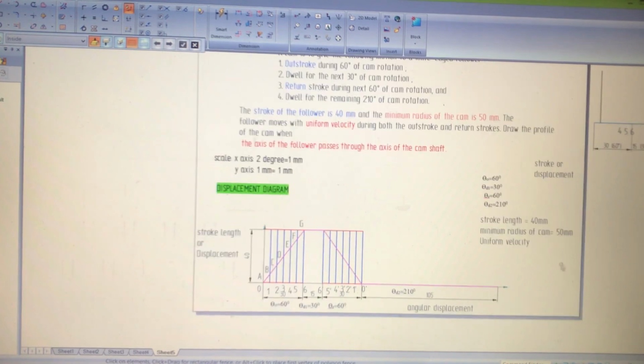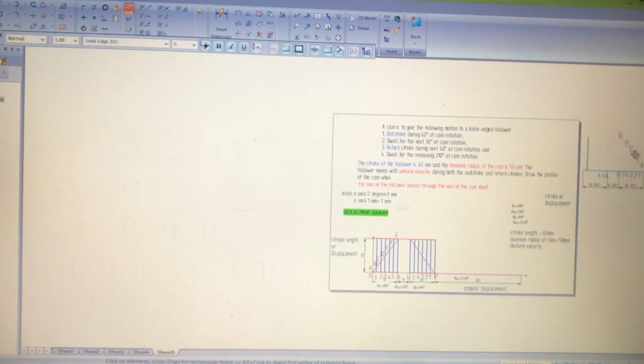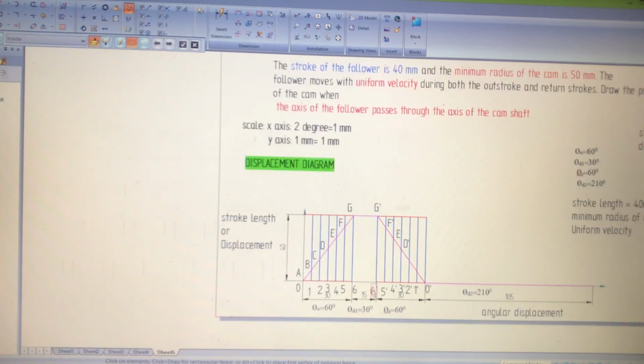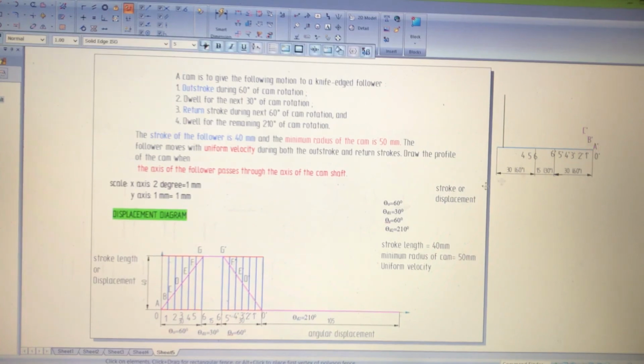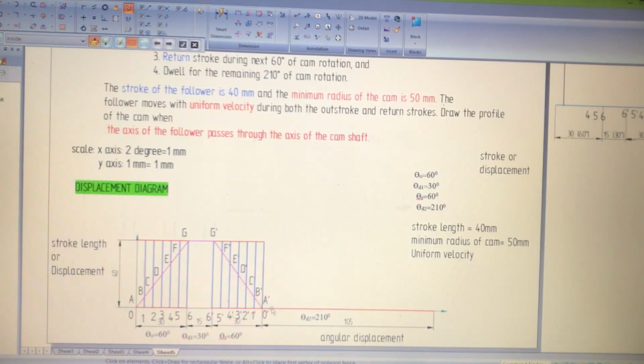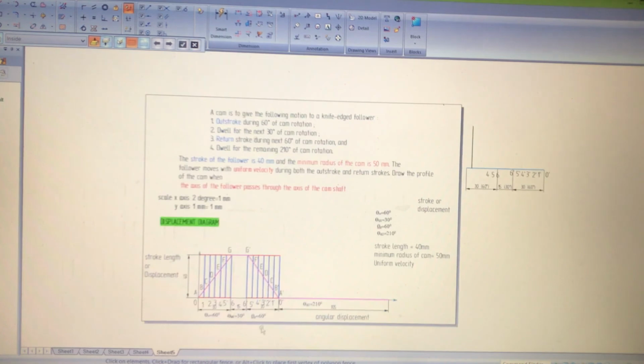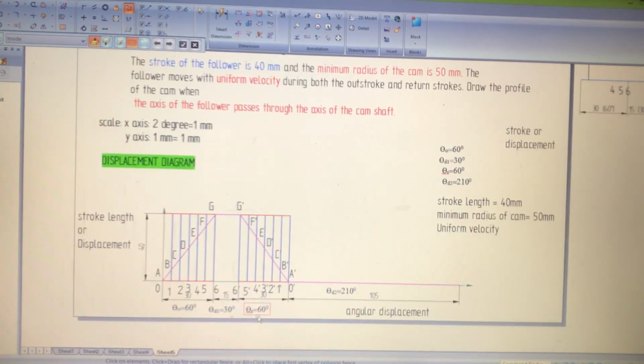Likewise for the return, 6' to G', 5' to F', 4' to E', 3' to D', 2' to C', 1' to B', 0' to A'. So this is about your displacement diagram. Next we'll go to the cam profile. We'll wind up here.